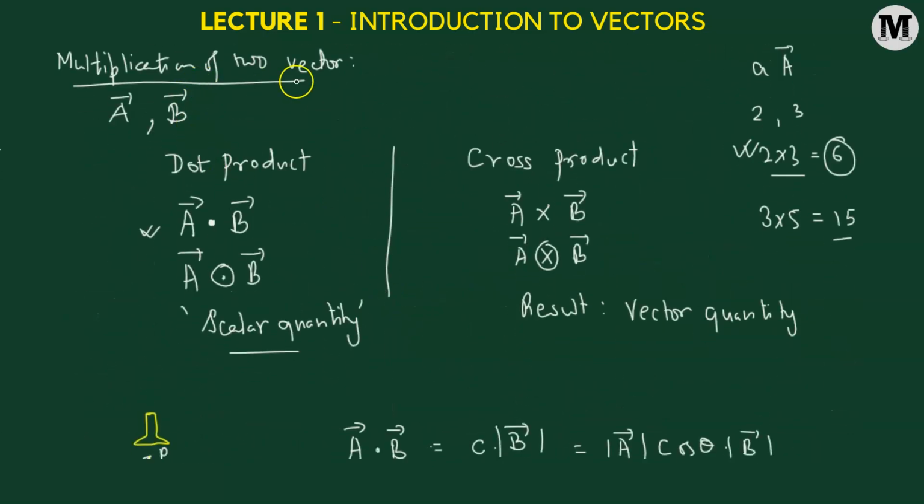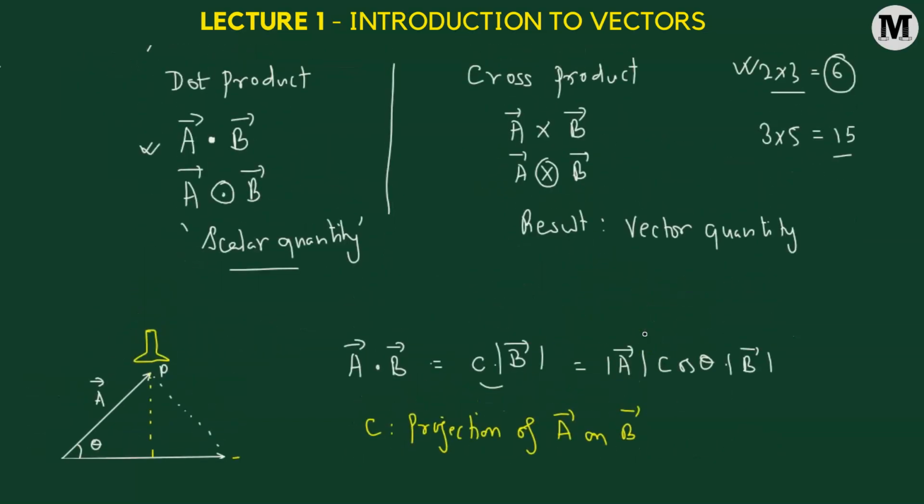Then we talked about multiplication of two vectors. We have two types of multiplication possible. One is the dot product, which is also referred to as the scalar product because the result is always a scalar quantity. Dot product has to do with projection of a vector on each other. And then we have the other type of product, which is the cross product, which is also referred to as the vector product. That's because the result is always a vector quantity, and the resultant vector is always going to be perpendicular to the plane. It's very important. It's perpendicular to the plane that contains A as well as B.